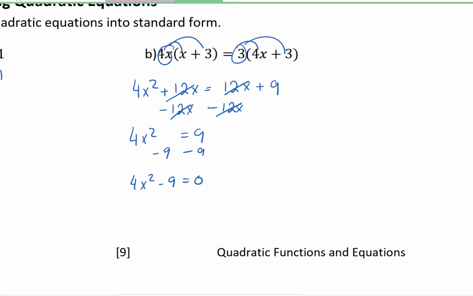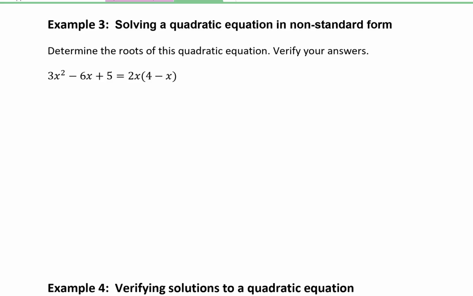Now, ask yourself, is that in the format ax squared plus bx plus c equals 0? Sure it is. Just because you don't have one of the terms because your coefficient is 0 doesn't matter. You're still writing it in that format. You can still solve that like you would solve any of the other ones. Let's take a look at example 3.